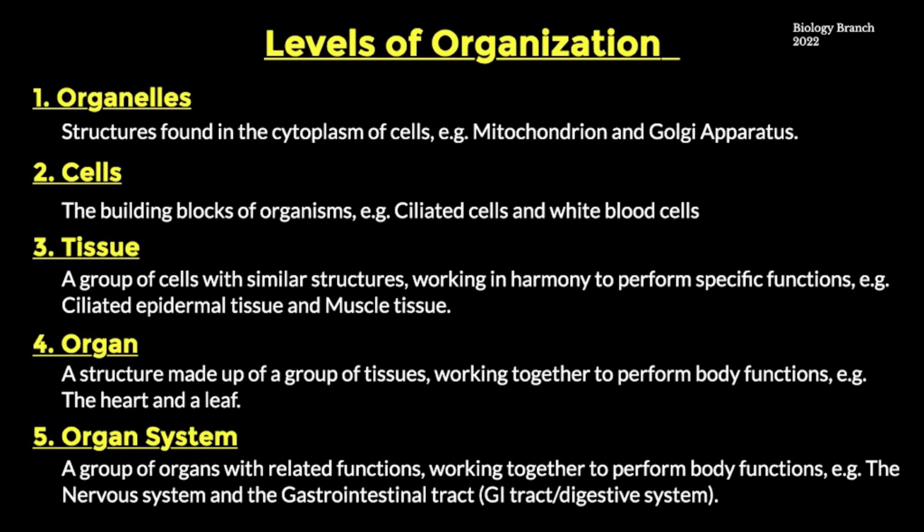Then the fourth one is the organ. This is a structure made up of a group of tissues working together to perform body functions, for example, the heart and the leaf. Remember, plants also have bodies. Then number 5, we have the last one, which is the organ system. This is a group of organs with related functions working together to perform body functions. For example, the nervous system and the gastrointestinal tract, which we also call the GI tract or the alimentary canal, or most commonly known as the digestive system. So if you see from number 1 to number 5, we're seeing an increase in the order or the increase in size of the different levels of organization.